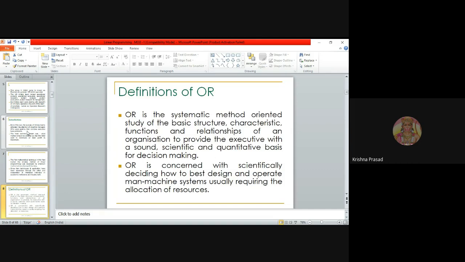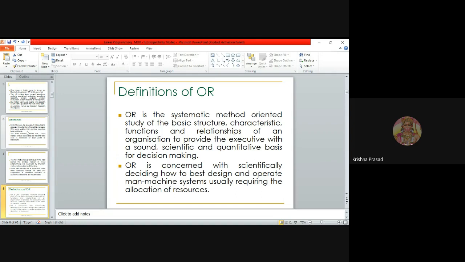We have a number of definitions of operation research, and this is a structural definition. I will tell you one of the simplest definitions which you can remember. It is a systematic, method-oriented study of the basic structure, characteristic functions, and relationships of any organization, to provide executives with a sound scientific quantitative basis for decision making, or scientifically deciding how to best design and operate man-machine systems, usually required for allocating resources. In this structure, you would have to write 3-4 sentences and one very big sentence to define it.